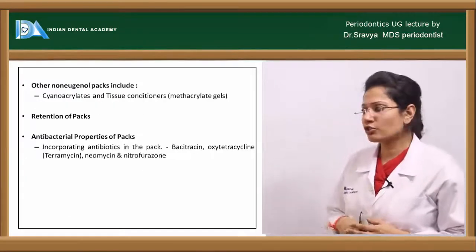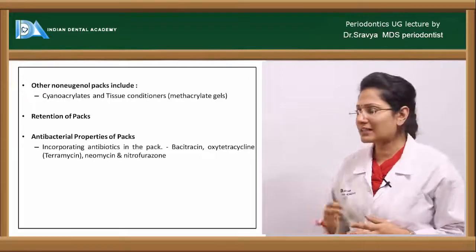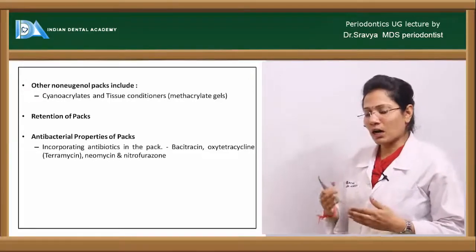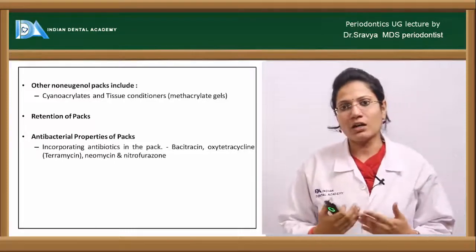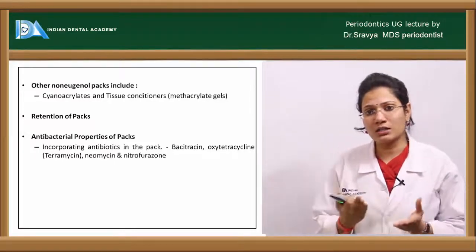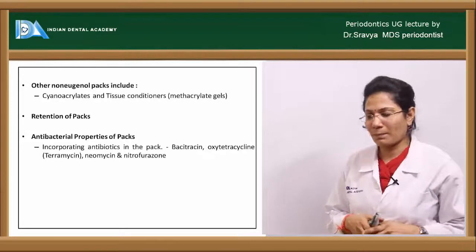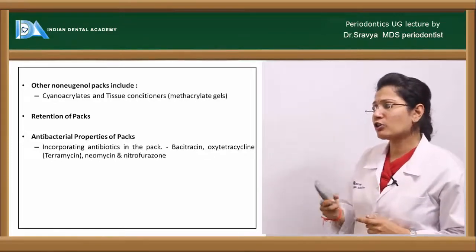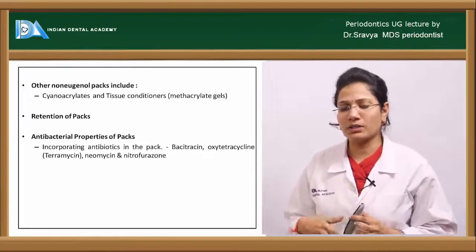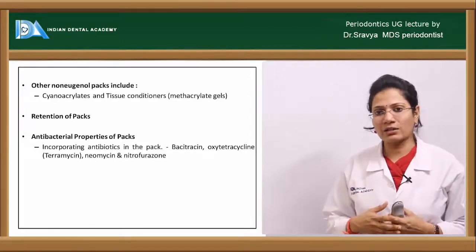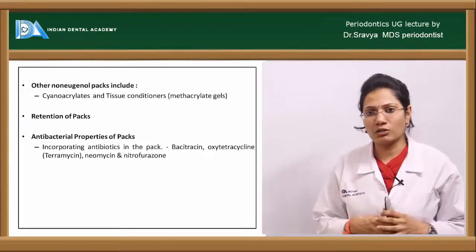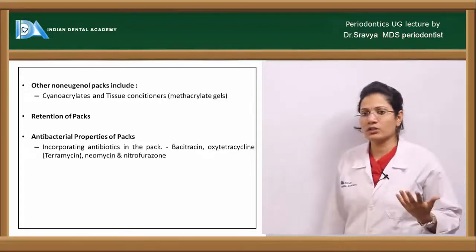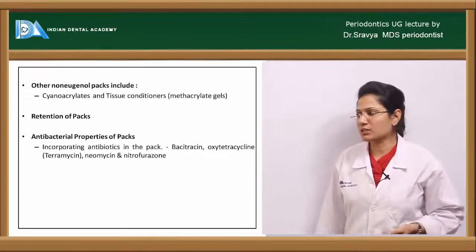Other non-eugenol packs include your cyanoacrylates and your tissue conditioners, which include methacrylate gels. After you've mixed your pack, what you need to consider is the retention of your pack, which we will discuss during the manipulation of the pack. Apart from that, you also have antibacterial properties. Certain antibiotics have been added to the Coe-Pak to improve its antibacterial properties, but this has not been very successful because it didn't give any extra benefits.